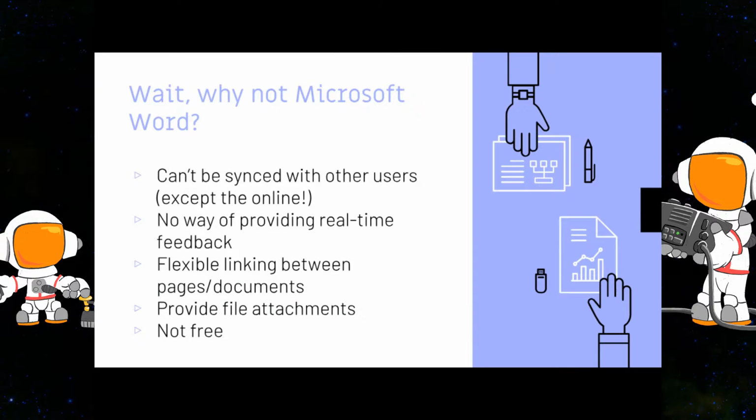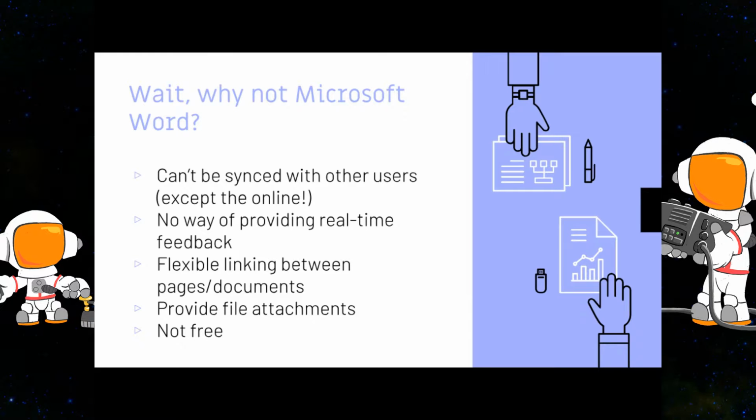So hey, why not Microsoft Word? Unless you're talking about Office Online, which actually does exist. I think it's called Office Web, in fact. Unless you're using Office Web, it can't be synced with other users. To be fair, Microsoft Word Online is, in my opinion, sufficient as a wiki. But I'm assuming you're just talking about the offline version.